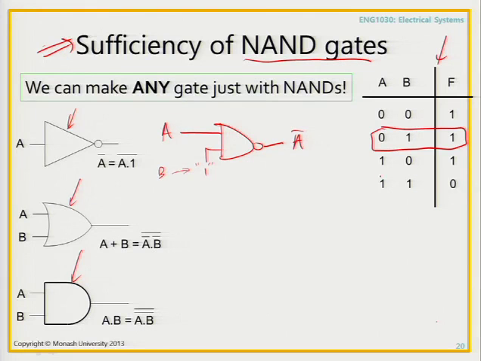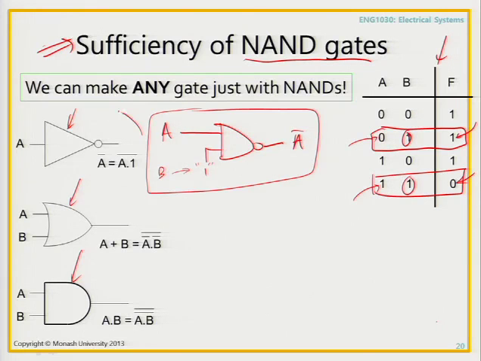So we set B to 1. Then if I put A as 0, the NAND gate will give me an output of 1. If I put A as 1, the NAND gate will give me a 0. So if I have this arrangement here, this is exactly equal to an inverter. So that's the inverter taken care of.